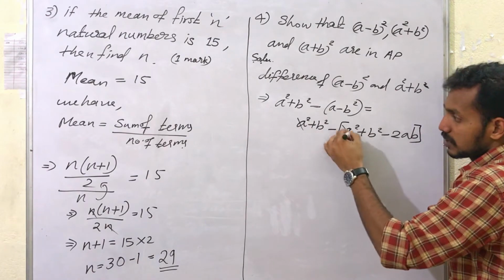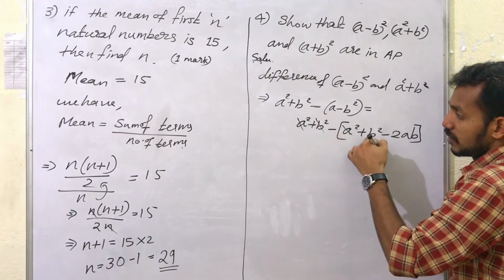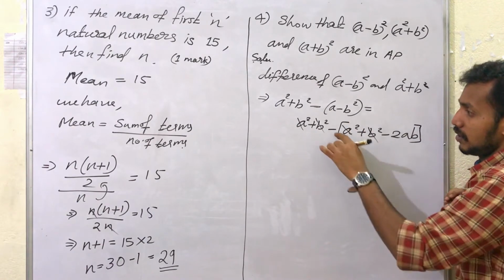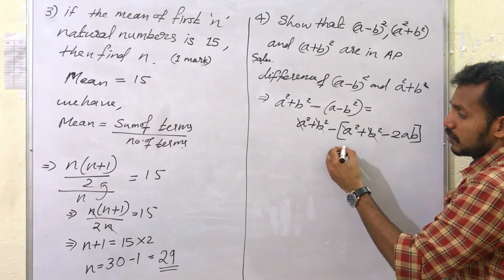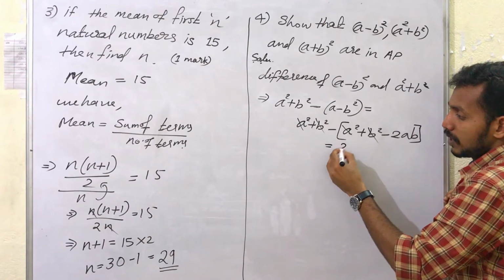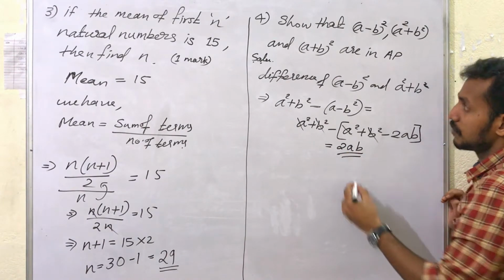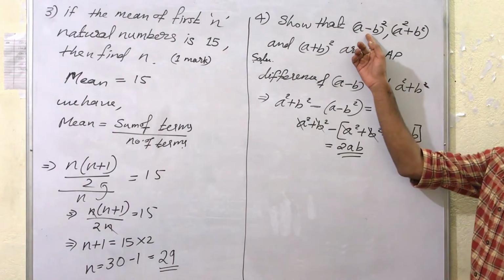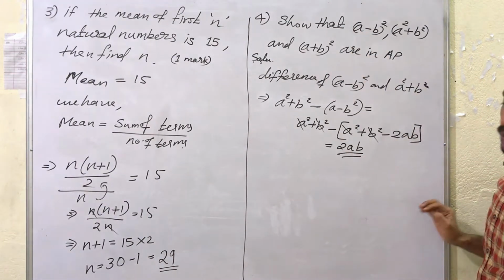Plus a square and minus a square cancel. Plus b square and minus b square cancel. Minus of minus 2ab will be plus 2ab. So the difference between first 2 consecutive terms is 2ab.